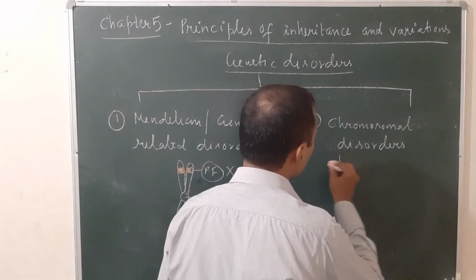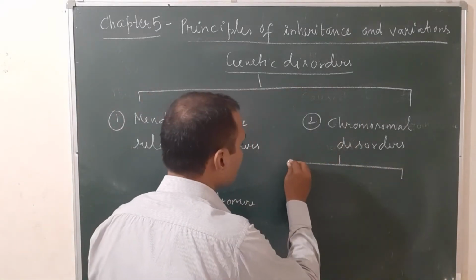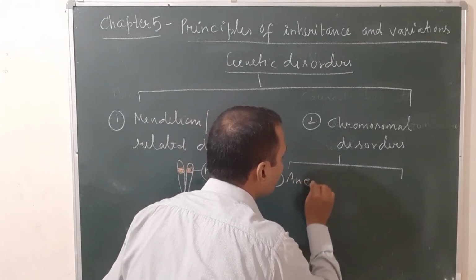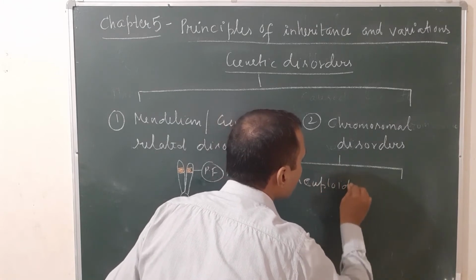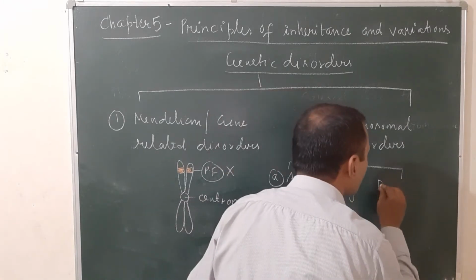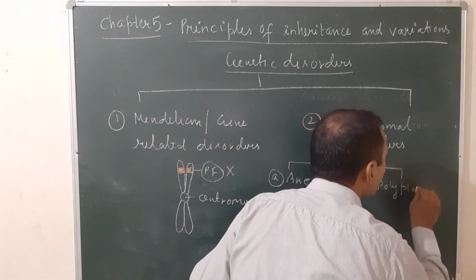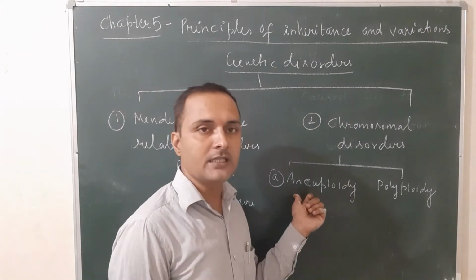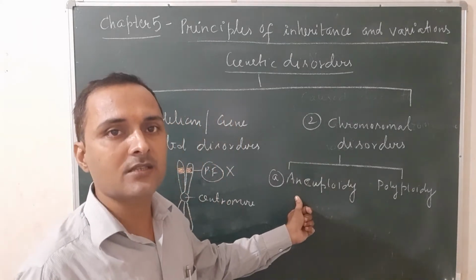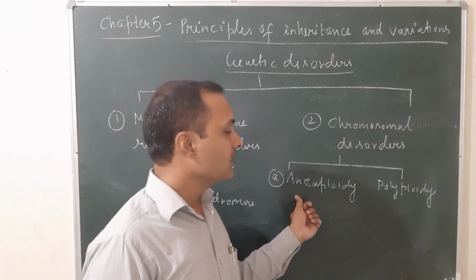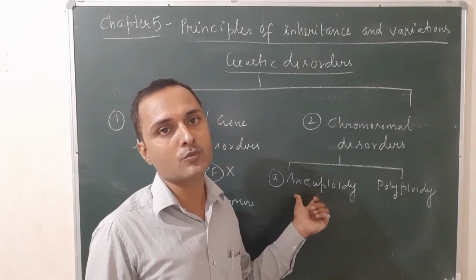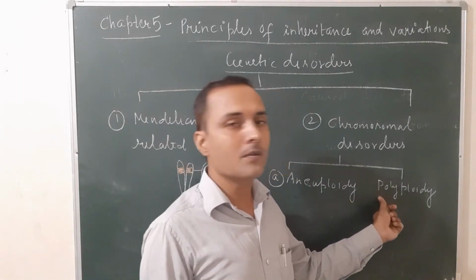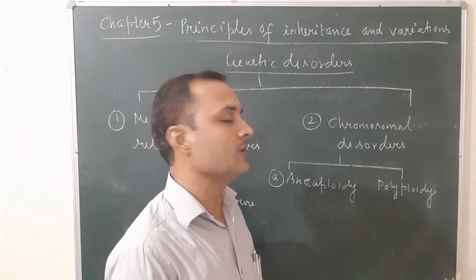It is further classified into two types. First one is known as aneuploidy, and second one is known as polyploidy. So what is aneuploidy? The increase or decrease in the number of chromosomes in a set of the chromosomes only. The increase or decrease in the number of chromosomes from a single set is known as aneuploidy, and an increase in the complete set of chromosomes is known as polyploidy.